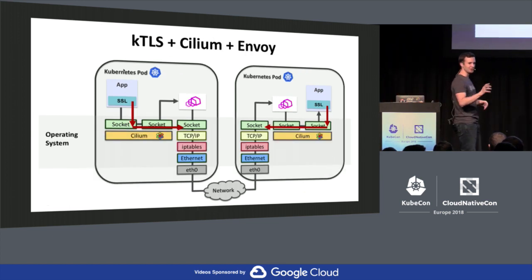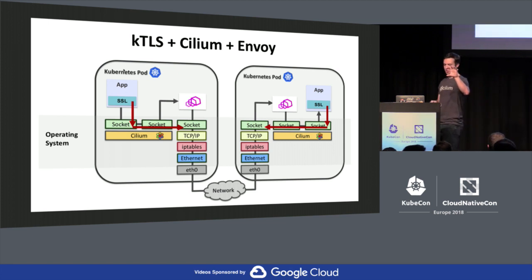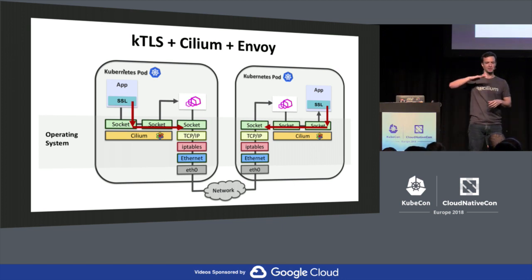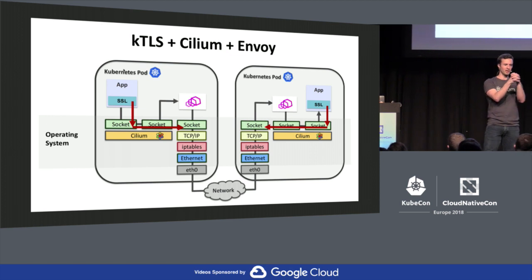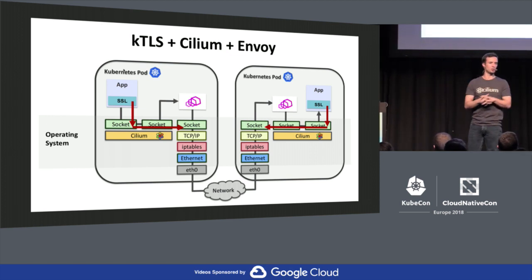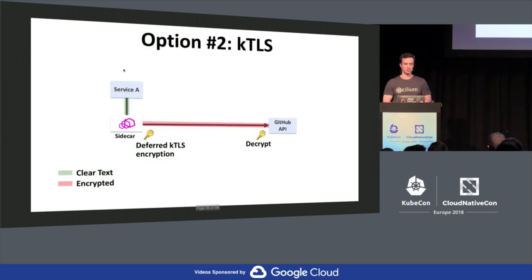Let's combine this. So this brings the previous picture back, which is kind of application, socket, sidecar. What if we actually delay this further and do the encryption after the sidecar? So we have the key, and at this point we know it's going into the sidecar. What if we don't encrypt there, but only encrypt after it went through the sidecar?